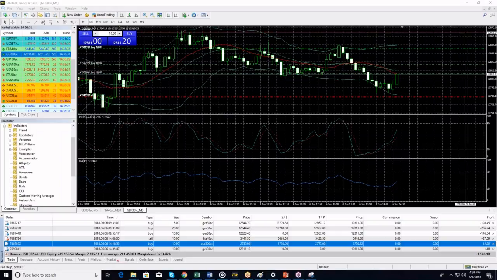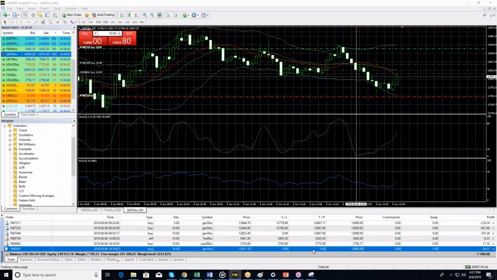DAX long at the price of 12,811, and my take profit will be at the same level as with the others at 12,867, and also my stop loss will be at the same level, which is 12,780. This is what I will put.